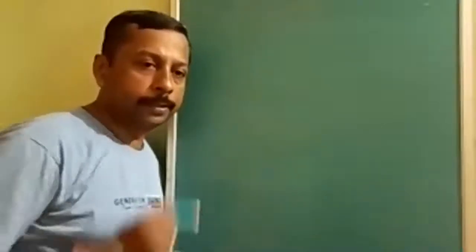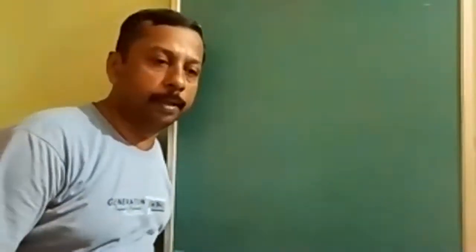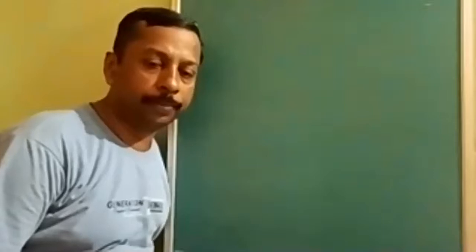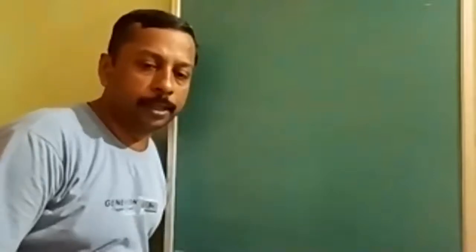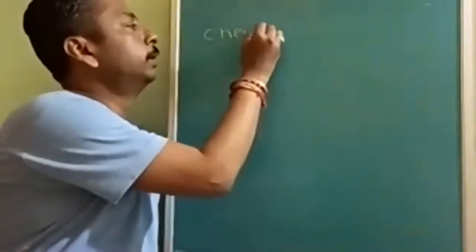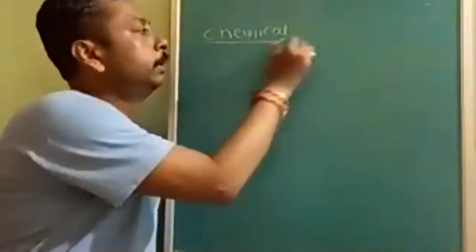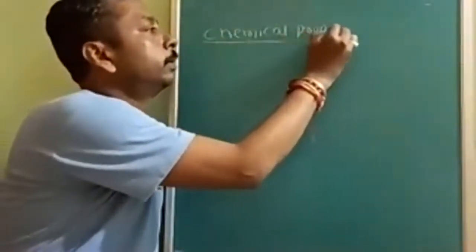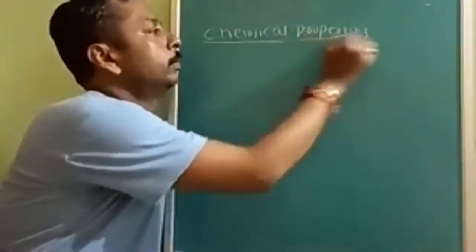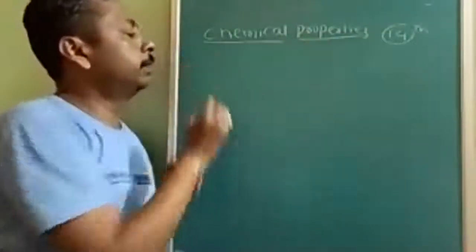Okay, in the previous lecture, we have studied some general properties based upon the tabular form given in NCERT. Now, we are going to study some general chemical properties, one by one, of the 14th group.